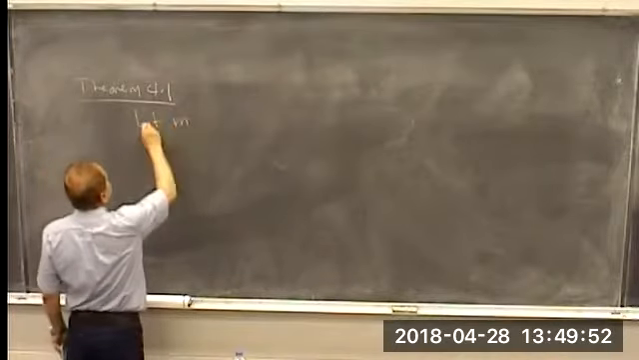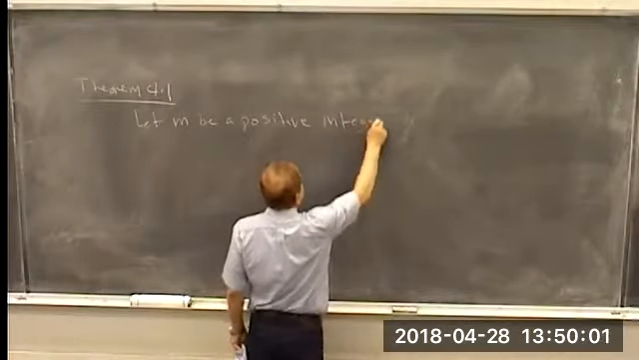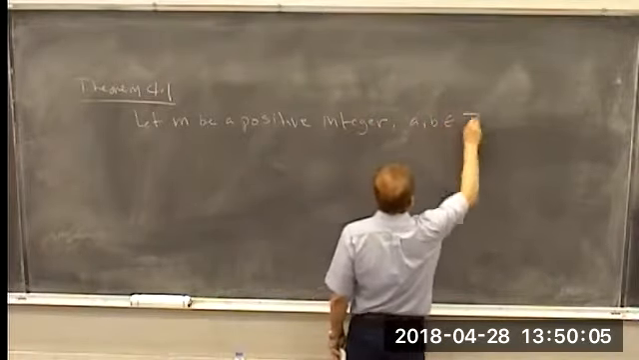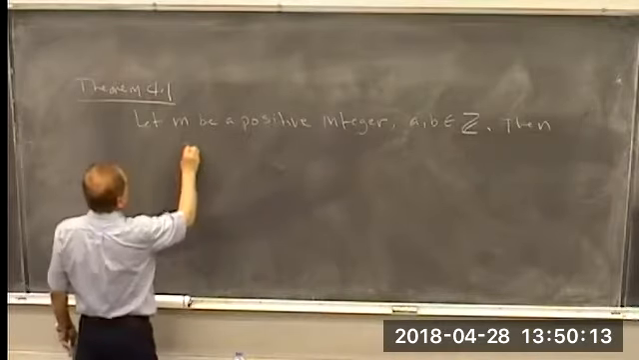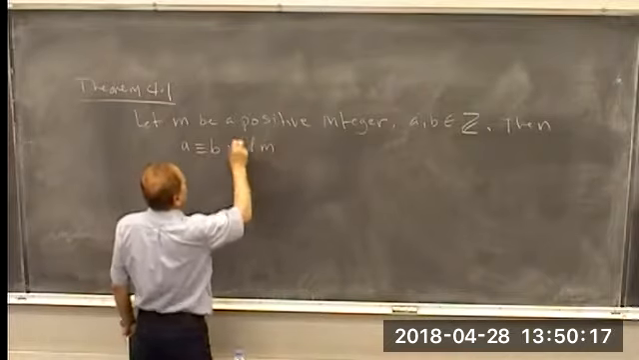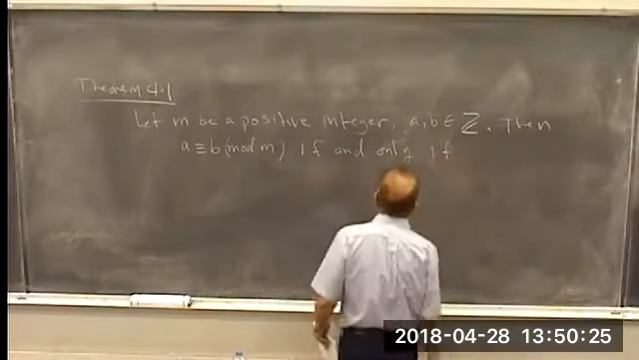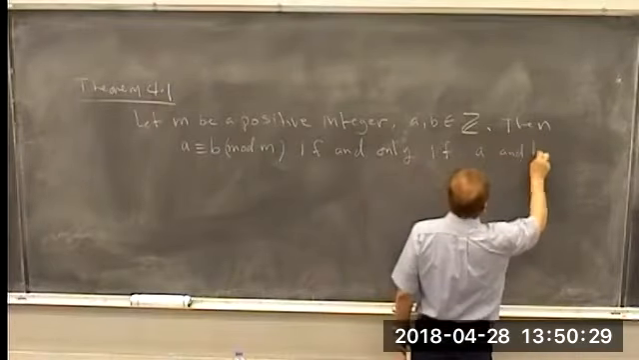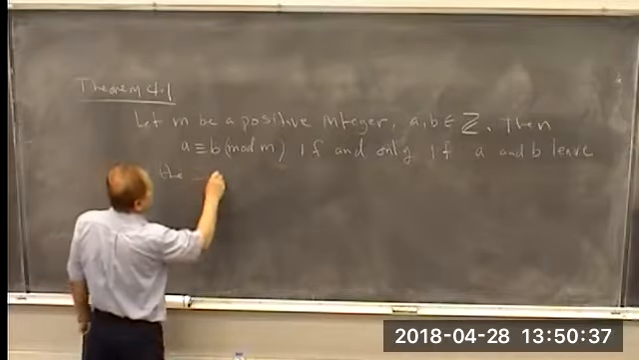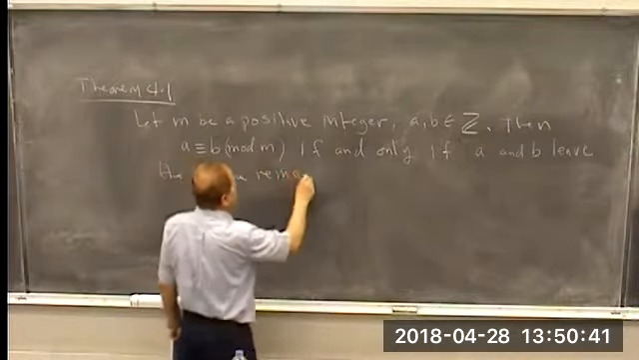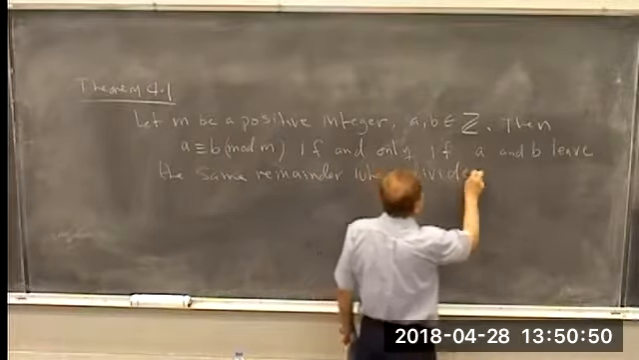Again, let M be a positive integer, A, B are in Z. Then A is congruent to B mod M if and only if A and B leave the same remainder when divided by M.